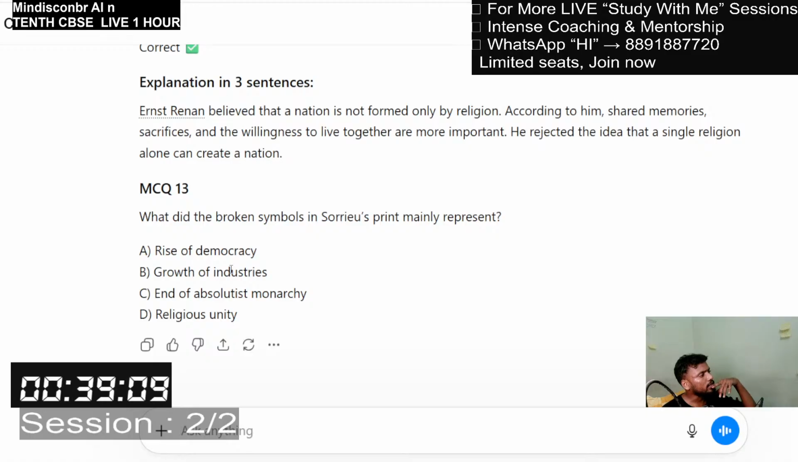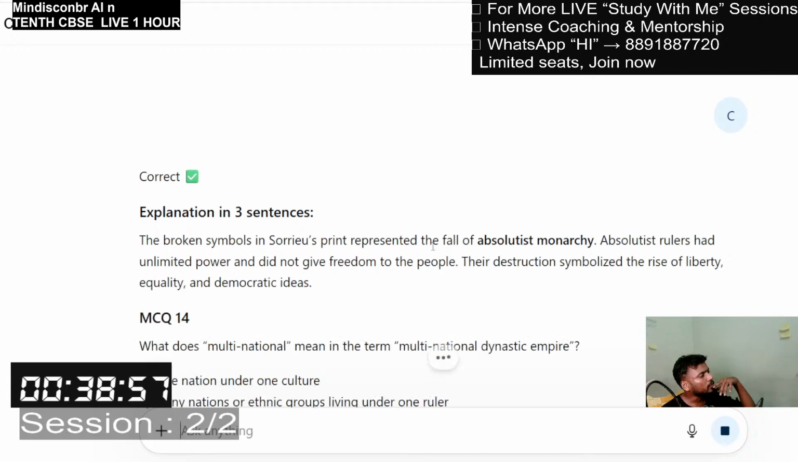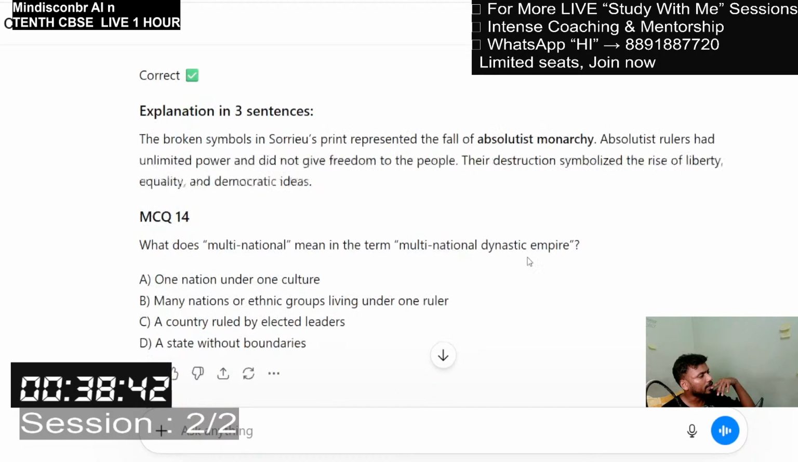What did the broken symbols in Sorio's print mainly represent? End of absolutist monarchy. The broken symbols in Sorio's print represented the fall of absolutist monarchy. The absolutist rulers had unlimited power and did not give freedom to the people. Their destruction symbolized the rise of liberty, equality, and democratic ideas.